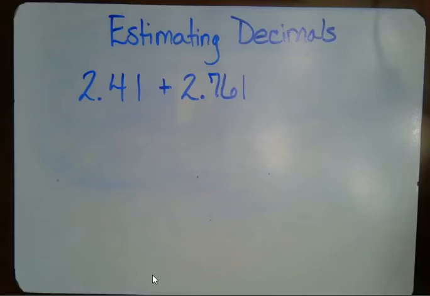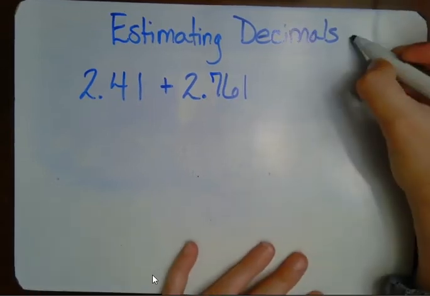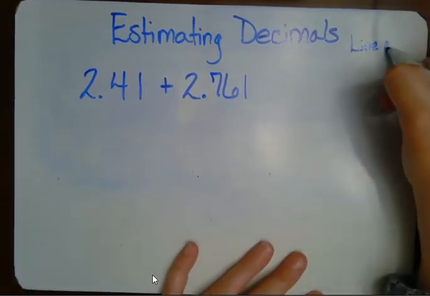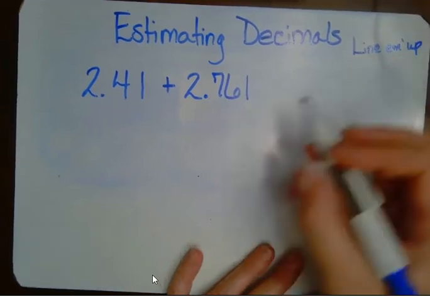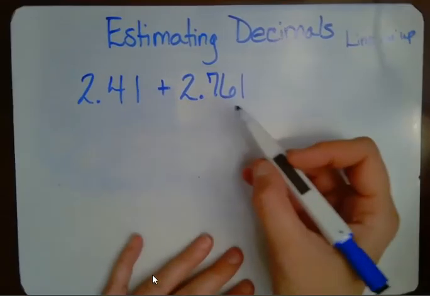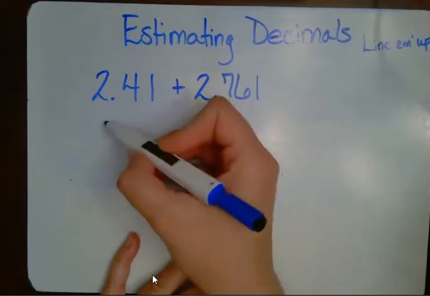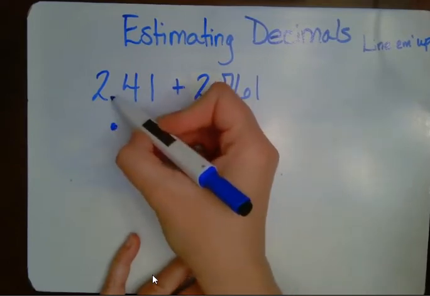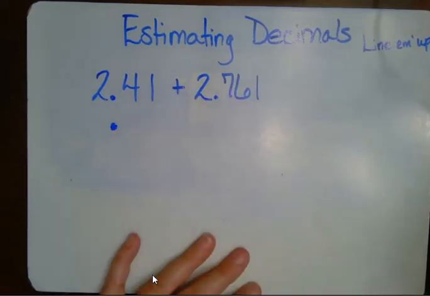All right, let's talk estimating decimals. Let's remember all of our strategies that we use for decimals. First thing is we line up. We want to make sure that we line those decimal points up. So I'm going to go ahead and bring my decimal point over first. That way I know everything's going to be in line.